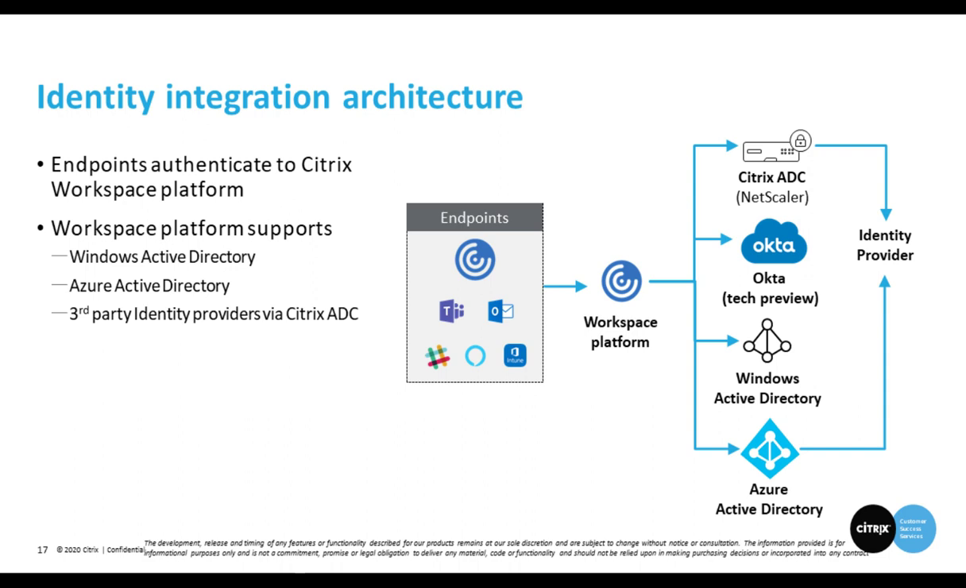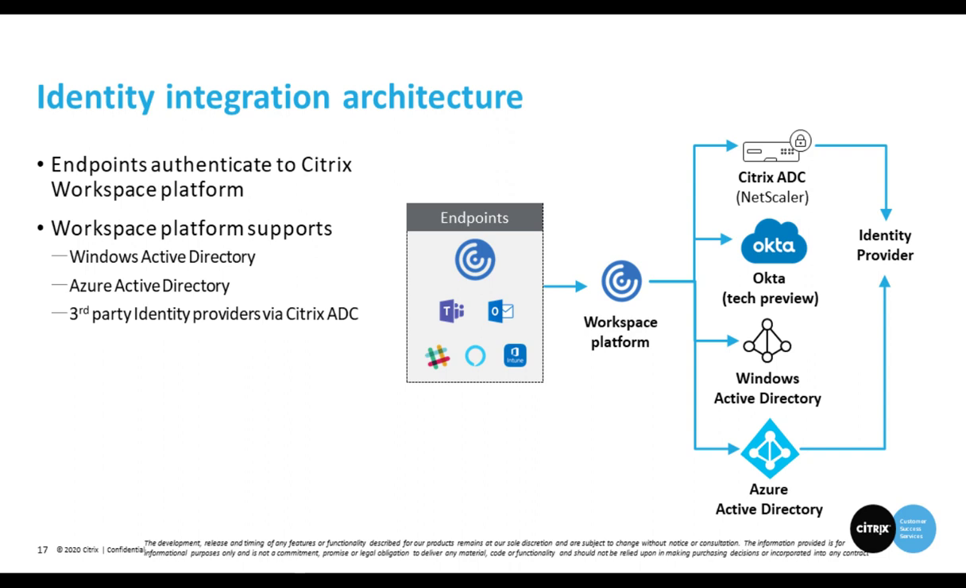Next, we'll talk a little bit about identity integration and what happens with the customer's identity. Where does it come from? This is from the user side. If we're talking about the OAuth components, how does the user get their context? So the endpoints are going to authenticate to the Citrix Workspace platform, and as a result of doing that, the Workspace platform itself is going to have multiple ways to communicate from an identity provider perspective. It can either use a Citrix ADC, it can use Okta, it could use a Windows Active Directory, or it could use Azure Active Directory.